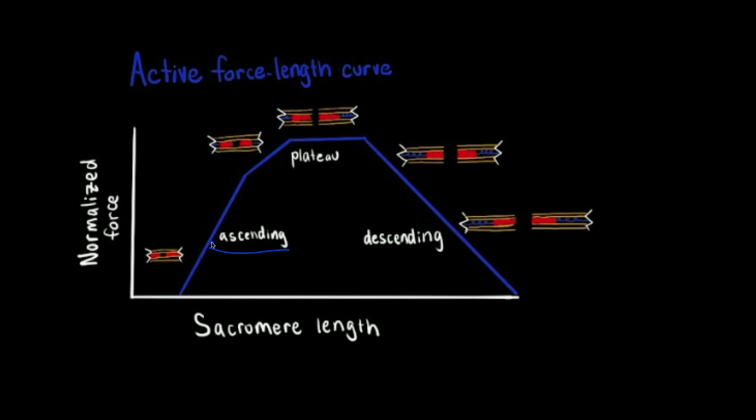At the beginning of the plateau phase, the length of the sarcomere is at the optimal length to form the most number of cross bridges, so the sarcomere produces a maximum force. During the descending phase, the sarcomere stretches, so the active filaments are out of range to form cross bridges, so the active force decreases significantly.